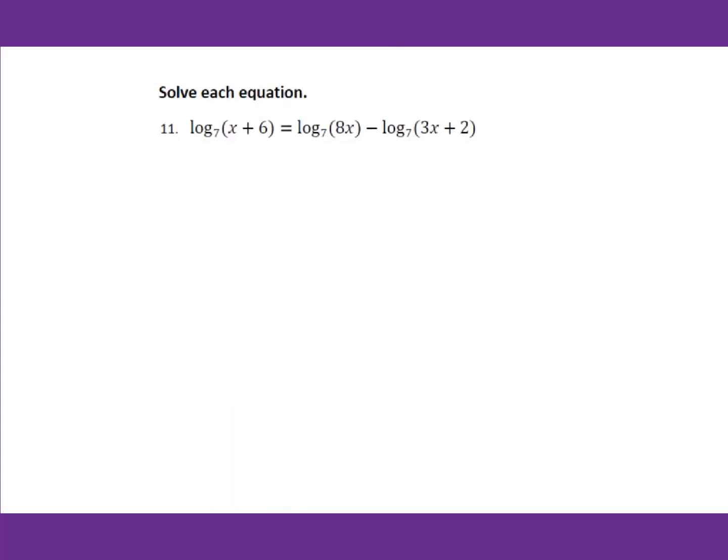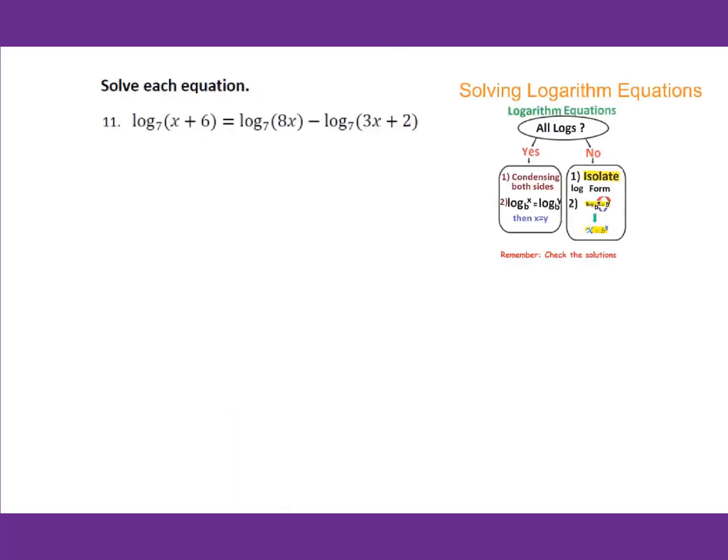For number 11, still you need to check all logs. Yes, condensing. On the left side, we only have log base 7 of x plus 6. On the right side, you got log base 7 of 8x over 3x plus 2.